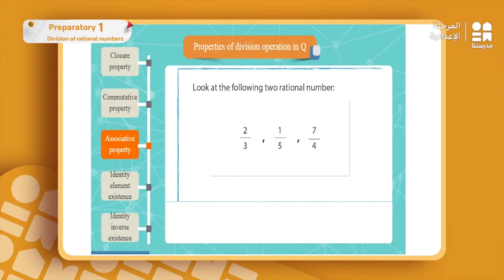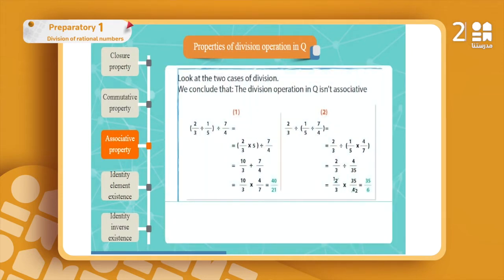The third property is the associative property, which states that the division operation in Q isn't associative. Look at the example shown on the screen. We have three rational numbers, 2 over 3, 1 over 5, and 7 over 4, and we will use the division operation. In the first case, we will divide the first two rational numbers together, then divide the result by the third rational number, and this operation result is 40 over 21, as you see on the screen.